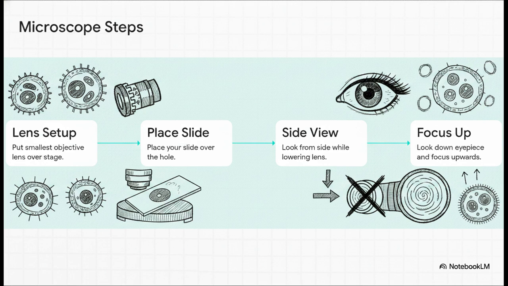Place your slide over the hole on the stage. Now, here's a pro tip from our source text. Always look from the side when you're initially turning the focusing knob to lower the lens. Seriously, it's just to make sure you don't smash the lens straight through the glass slide. Finally, look down the eyepiece and slowly focus upwards until that microscopic world reveals itself.